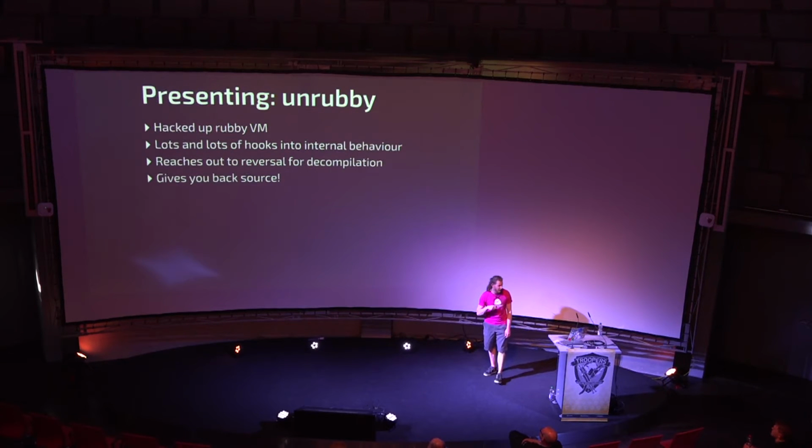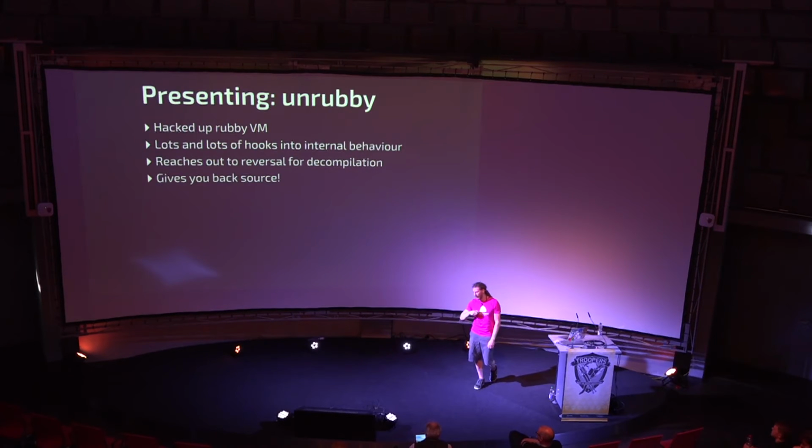And so finally, I'm presenting Unruby, which is my tool. Unruby has a few components. The first is that you get a hacked up Ruby VM. Basically, if you take this vendor's project and replace the Ruby binary in the bundle that they give you with Unruby, and then you run it, it'll spit out the full source to their application to standard out when it exits, which is really neat. It has a ton of internal hooks that we'll dig into a little bit more in a second. And then it reaches out to my fork of Reversal to actually offload decompilation. And finally, it coughs up source code, which is great.